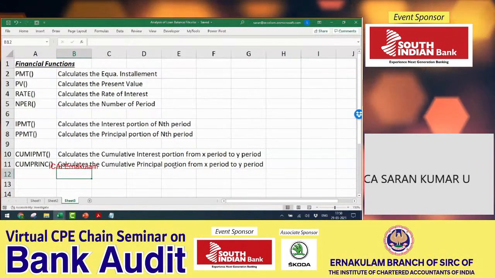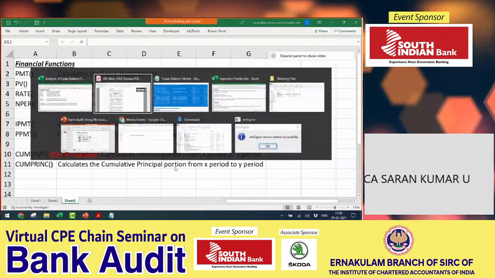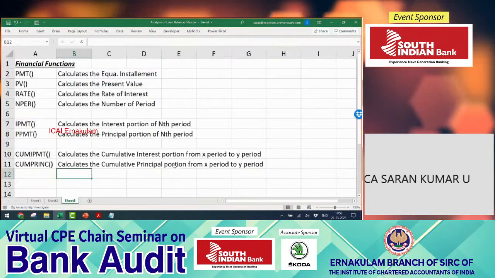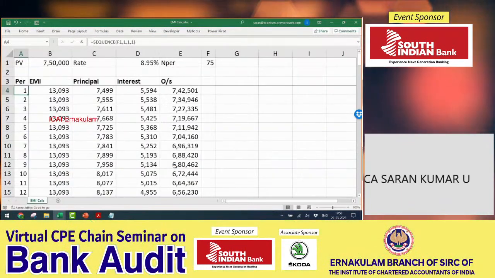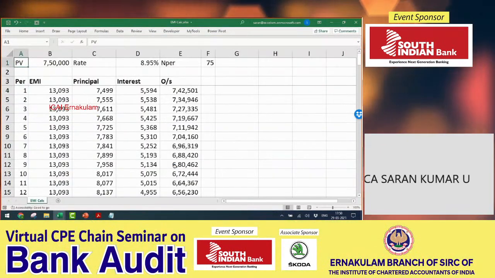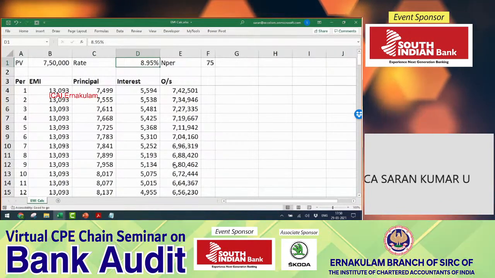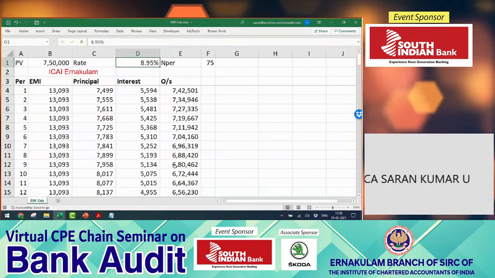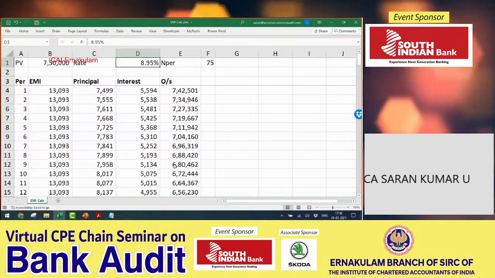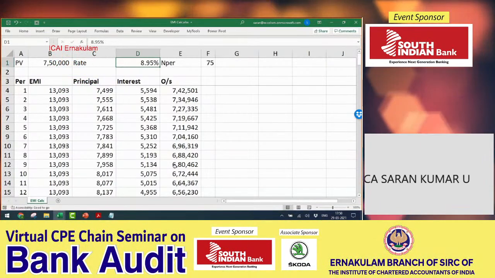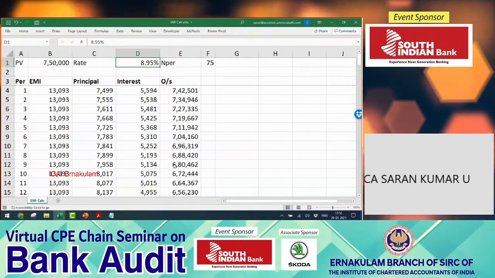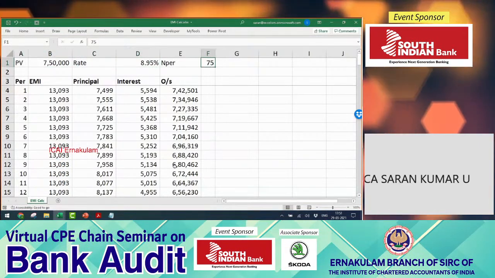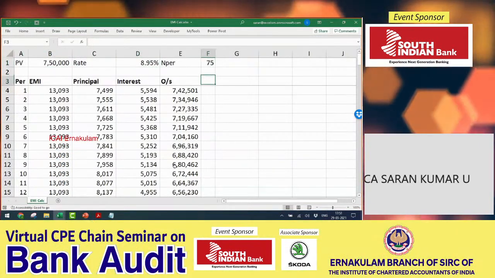Now I will also recommend you keep a file called EMI Calc. I have already given you in the folder an EMI calculator. Keeping this type of file handy in the bank audit is always helpful, because preparing the EMI in the bank and calculating with the calculator will take a lot of time. So if you keep this template handy, I can simply take my present value, my rate of interest, my number of periods, and it automatically calculates.